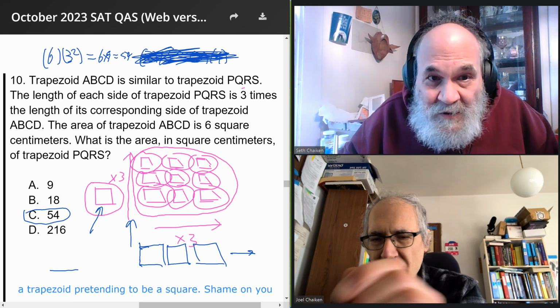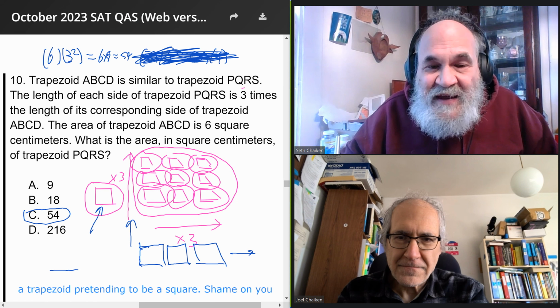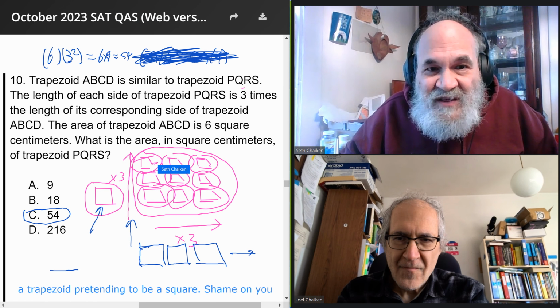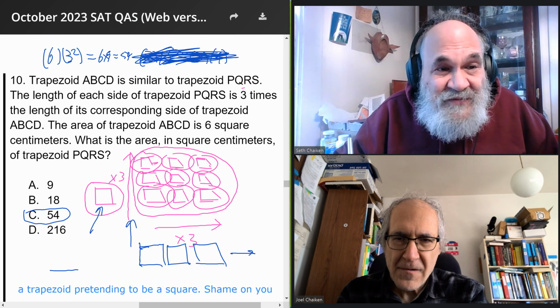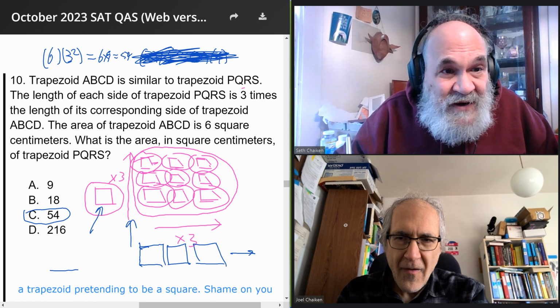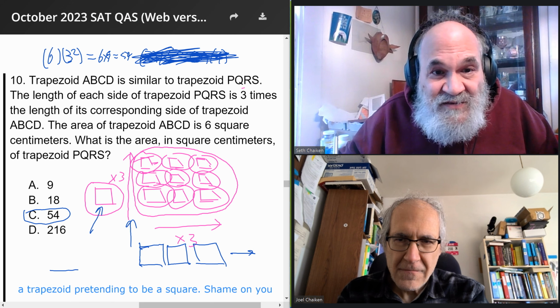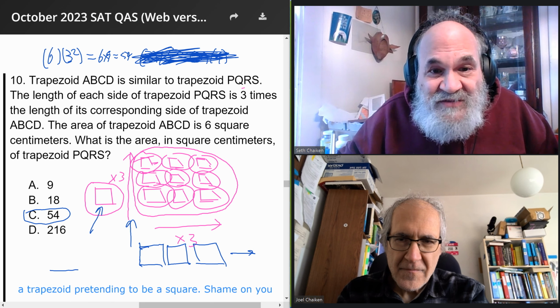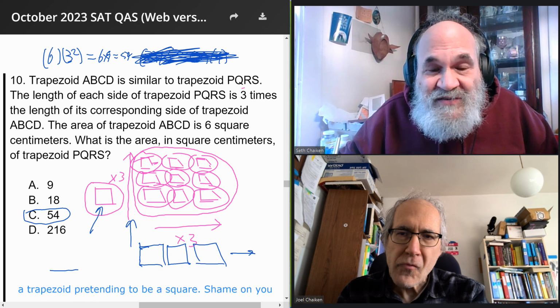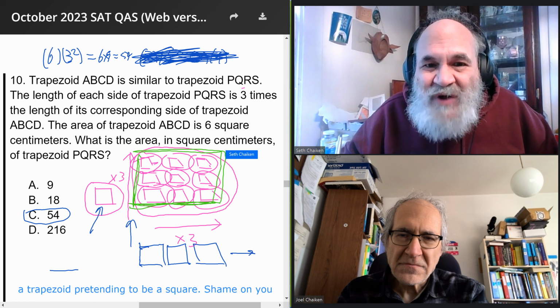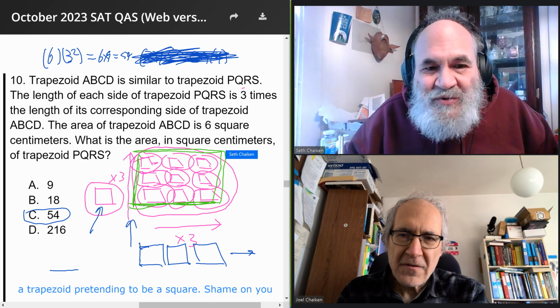The area is the thing covered by these circles. That is different from the perimeter. The perimeter is what you drew. It's this box. It goes like this. Oh, that is 3 times bigger. This is the perimeter. It goes around it. The perimeter of the original is this.